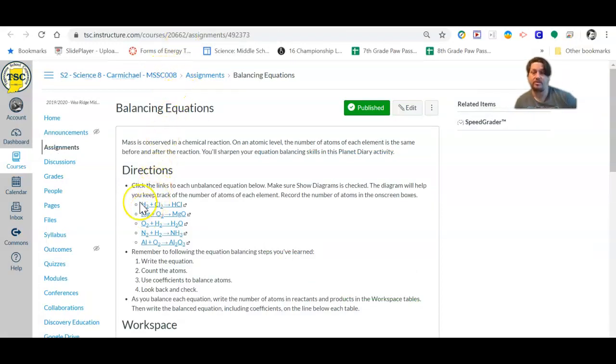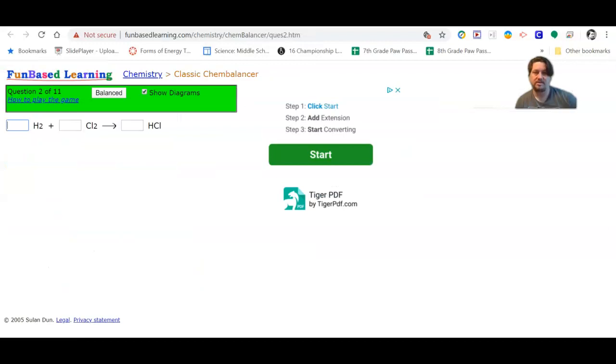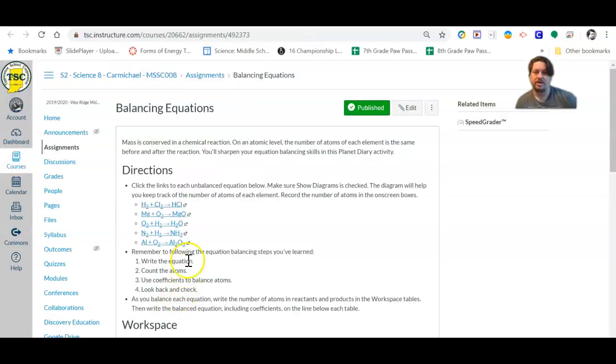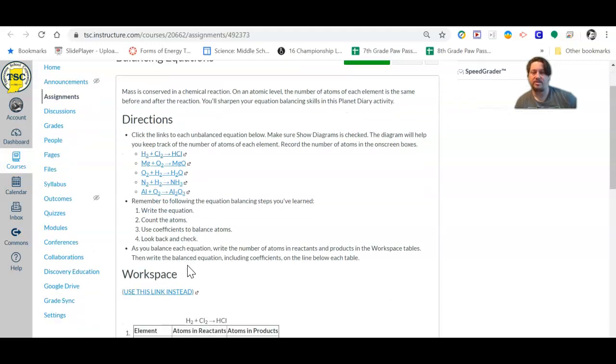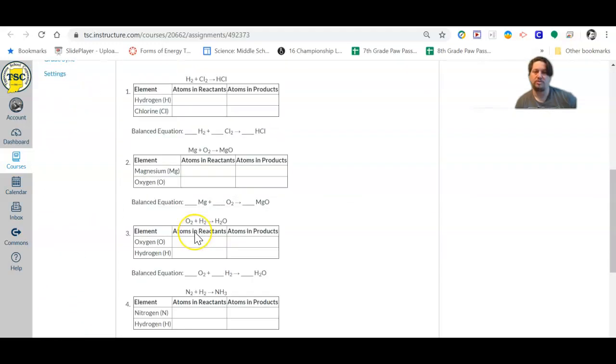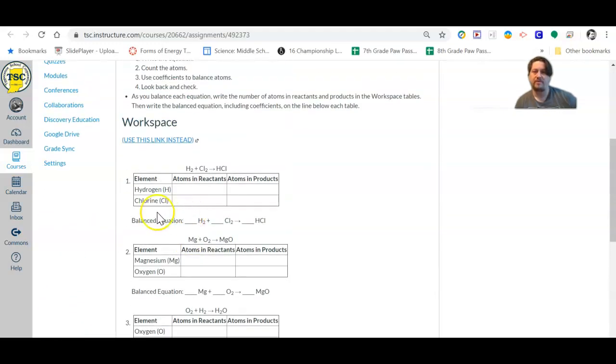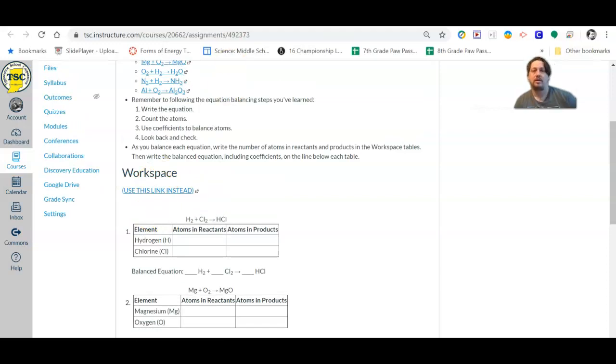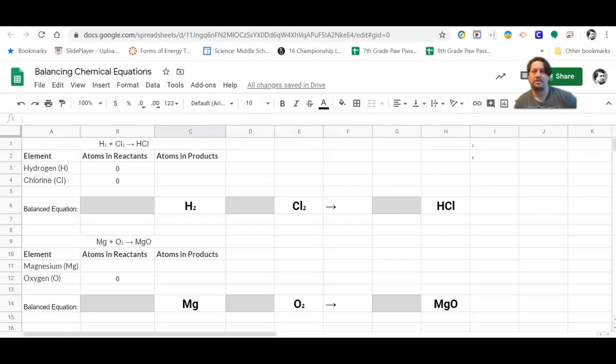It is asking you to read this, follow these directions, kind of brings you to a website that looks like this. You're going to use that website to do a couple of things to help you learn about balancing equations. Here's the workspace you can look at. We're actually going to follow this link here that I've done some adjusting to help you with this. It looks like this.